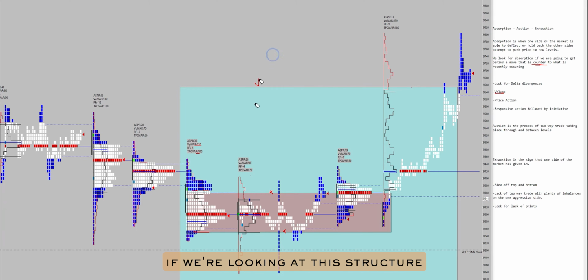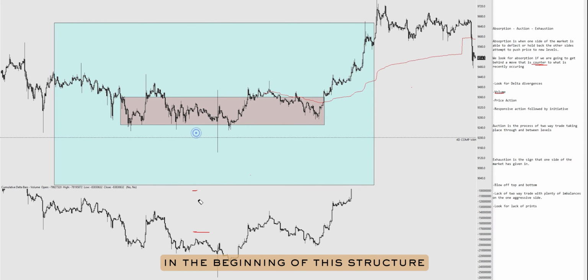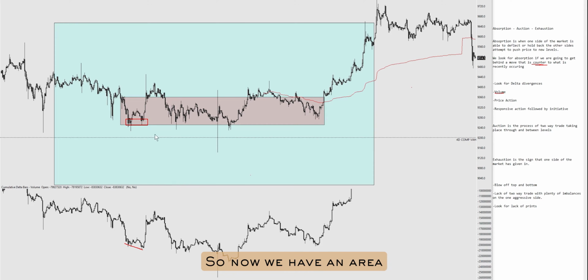So for example, if we're looking at this structure as it's forming on this time frame, we could see that in the beginning of this structure, we are already setting up within this range with some delta divergences. So we have over here the initial day into this low, which pretty much set up this balance range. What began was a delta divergence. So we had a sign of absorption at this low. Now we have an area from that original day to pay attention to. This low down here is where buyers absorbed aggressive selling attempts. So aggressive selling through the level, unable to translate that into price movement, we have a higher low. So now we have an area that we should be looking for absorption moving forward.